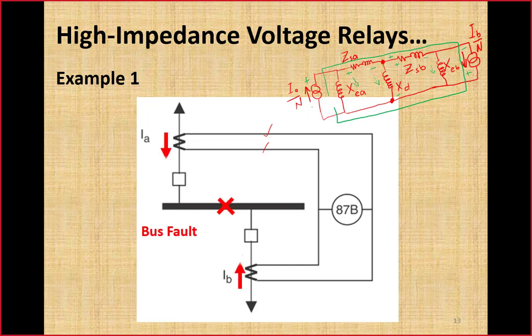Next, we assume a bus fault. Due to a bus fault, very heavy current will flow in both the circuits, and the direction of current will be towards the bus in both the CTs. Now let's see how this current will flow in the equivalent circuit. Due to this fault, the direction of current in circuit B would also change.